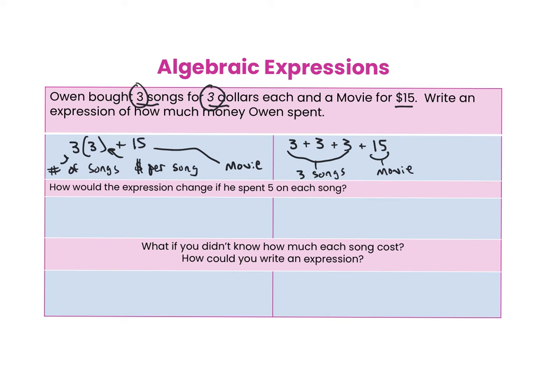So how would the expression change if he spent $5 on each song? Same situation. Let's use Kara's method first. That's 3 songs multiplied by $5. So again, that is the number of songs. That 5 represents the money per song. And then plus that $15 for the movie.